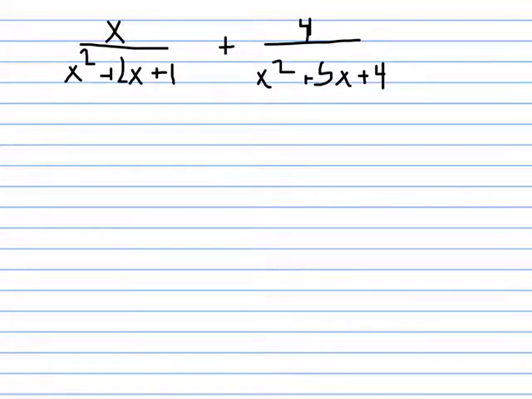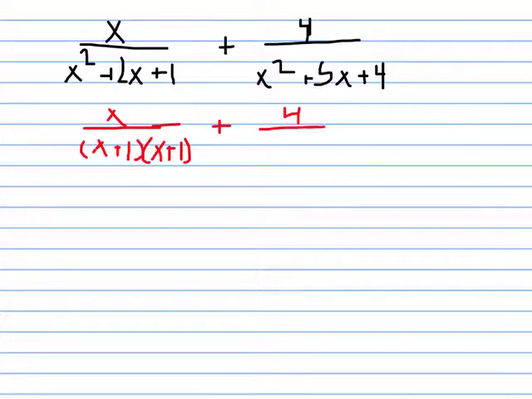Alright, so here's the addition. Now there is one step I kind of forgot to mention in the last steps, and that is if your denominators can be factored, you do need to factor them first. So let's rewrite this with our denominators factored. That would be x plus 1 times x plus 1, or you can write x plus 1 squared. And then plus 4 over x plus 1 times x plus 4.